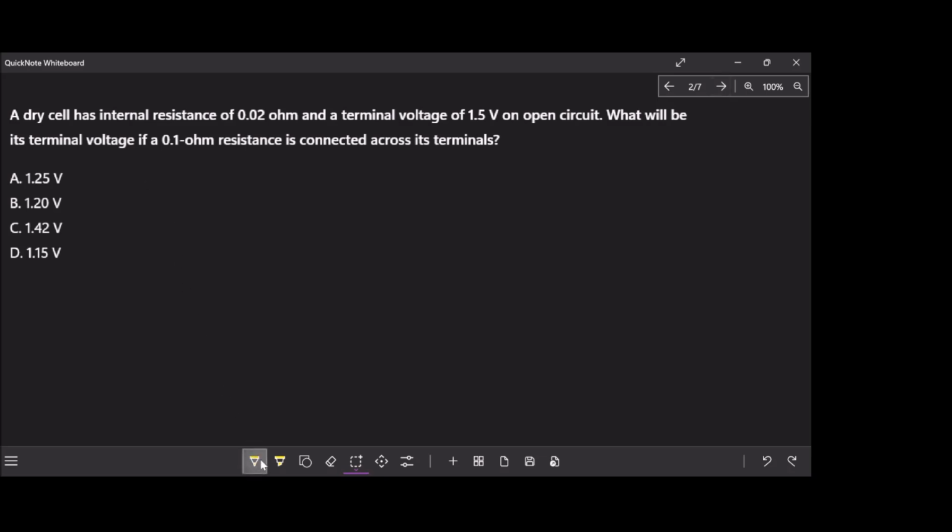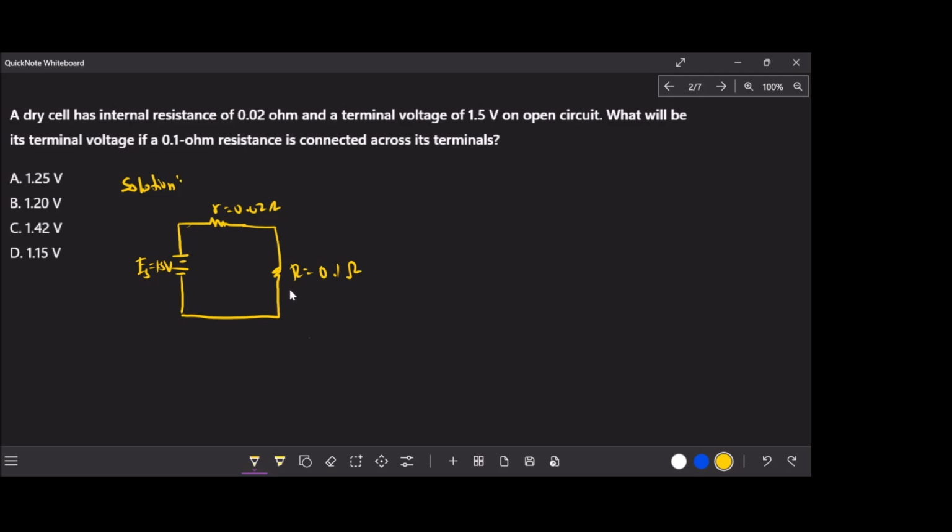Okay, so let's have here our solution. Gawin natin yung equivalent circuit niya. So this will be our internal resistance, 0.02 ohms. So that is a dry cell. Nasabi dito na open circuit voltage is 1.5, so that will also be the source voltage, which is 1.5. And let's connect here a 0.1 ohm resistance.